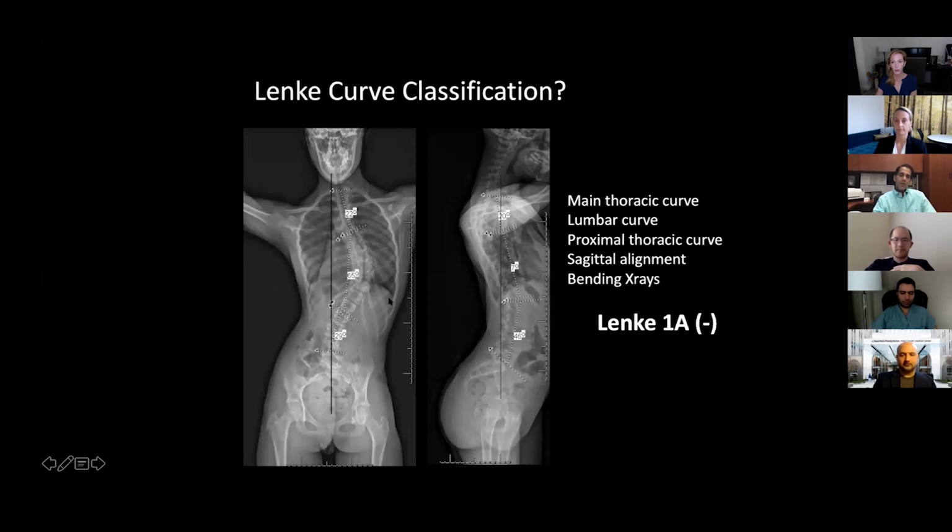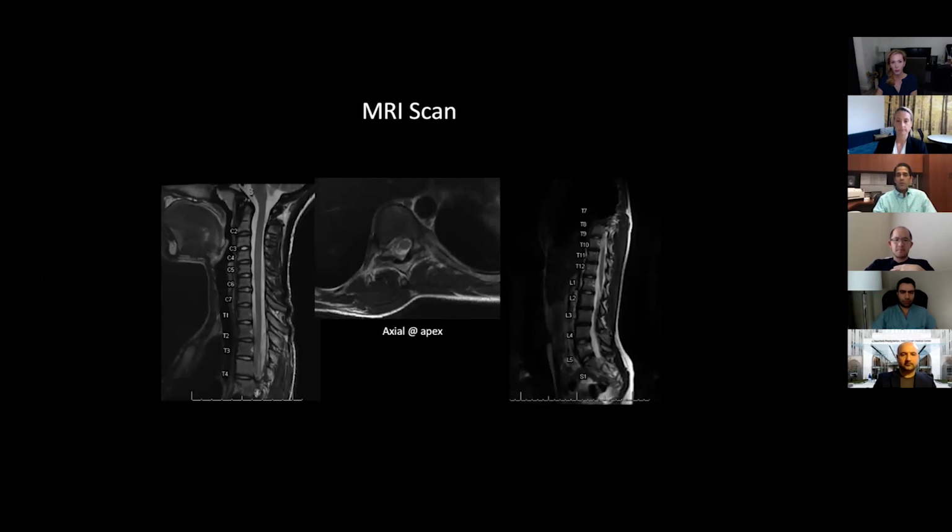So the Lenke 1A curve classification, and the minus means that they are hypokyphotic, and actually there should be some attention paid to restoring kyphosis. I don't generally get MRI scans on idiopathic patients, but this girl showed up with a large curve with a very reliable family history, and we just wanted to make sure there was no Chiari malformation, apical syrinx, or tethered cord, and that's why these three sections are illustrated in a very limited format, showing that the spinal cord is not dysraphic, and this is truly AIS.